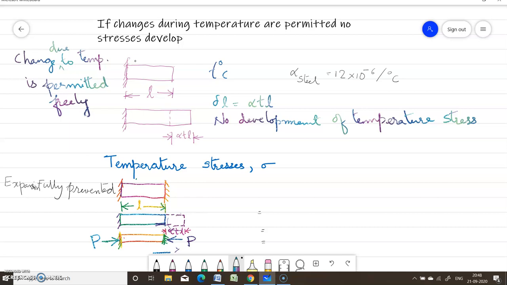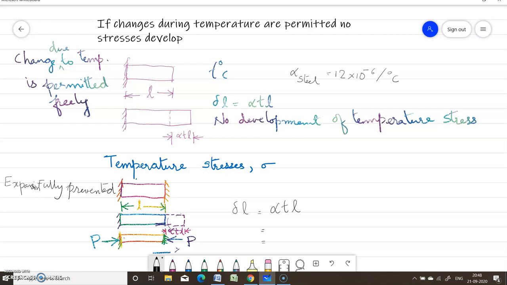So actually, if we are not providing any support here, it would have been expanded by delta L, which will be equal to alpha into T into L. So if the free expansion is prevented fully, there will be development of some stresses in the member. Now consider the bar shown in the figure.